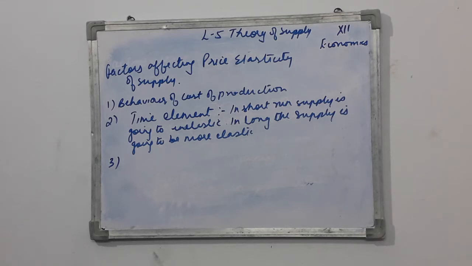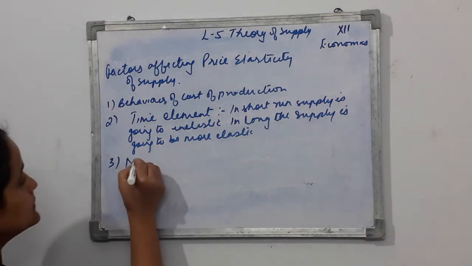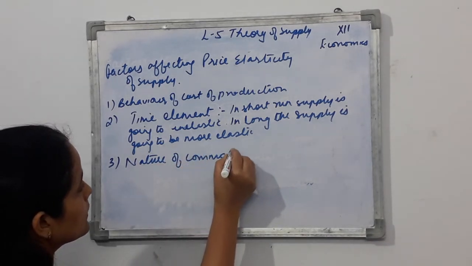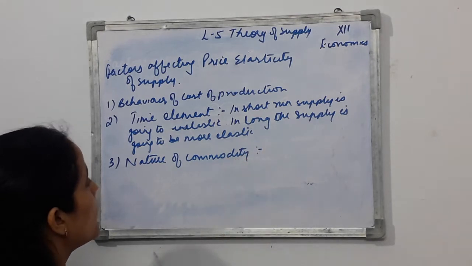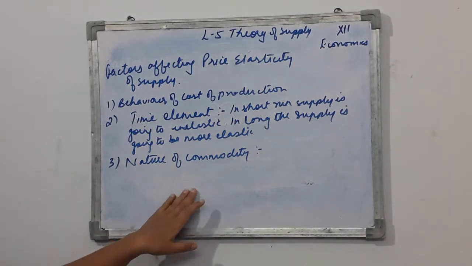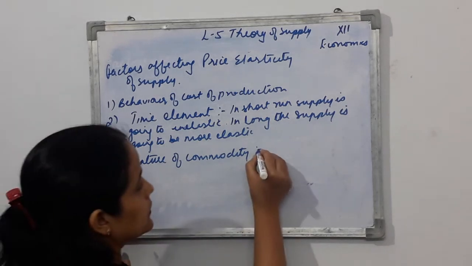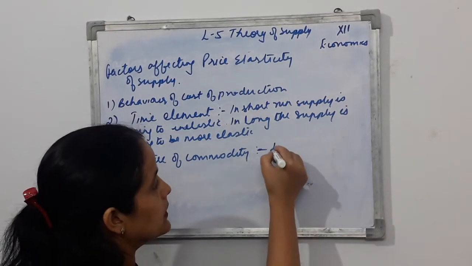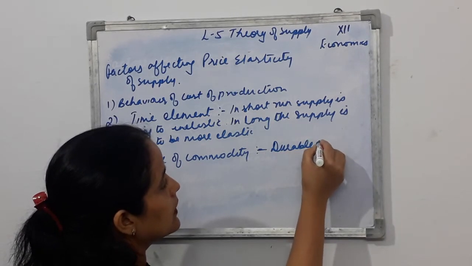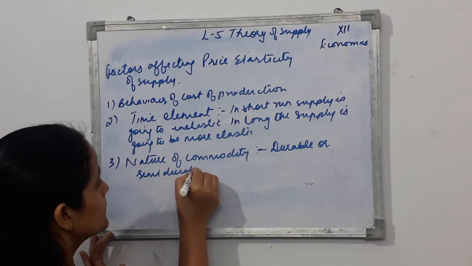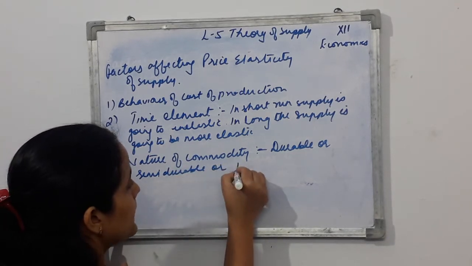Now, the third factor on which the elasticity of supply depends is the nature of commodity. When we are talking about the nature of the commodity, basically what do we mean? We mean, are we talking about durable products, or are we talking about perishable goods? Nature is divided. The product can be durable or semi-durable or perishable.